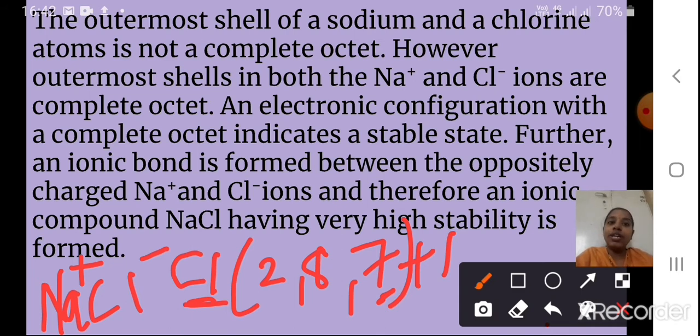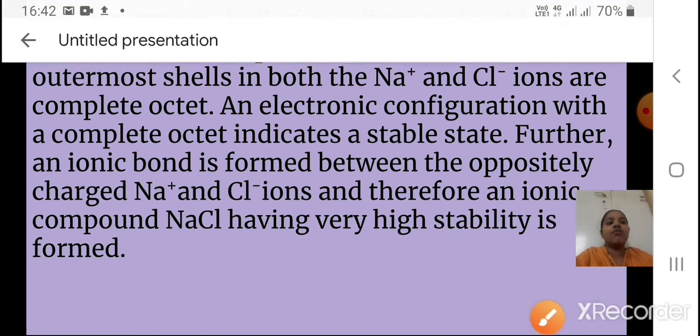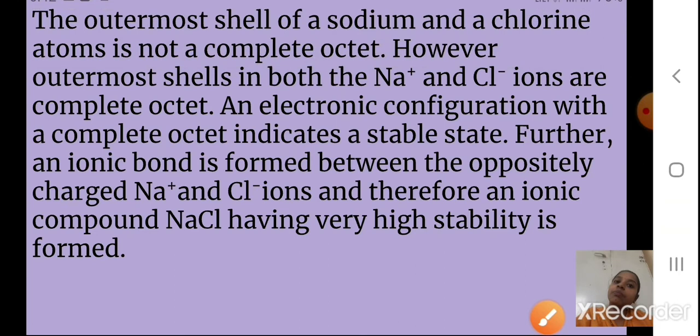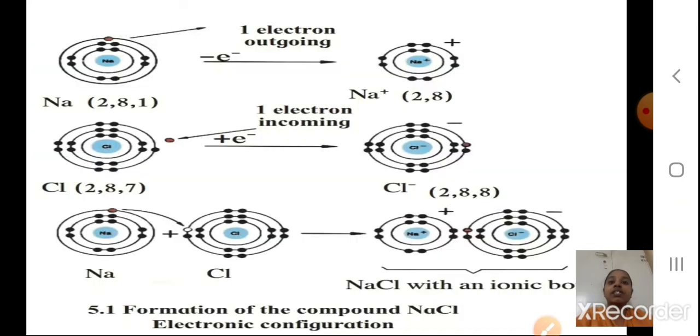Further, an ionic bond is formed between the oppositely charged Na+ and Cl- ions. Which bond will be formed between these two? Ionic bond. Okay, and therefore an ionic compound NaCl having very high stability is formed. So very highly stable NaCl will be formed. Okay, we'll just see it in this figure.